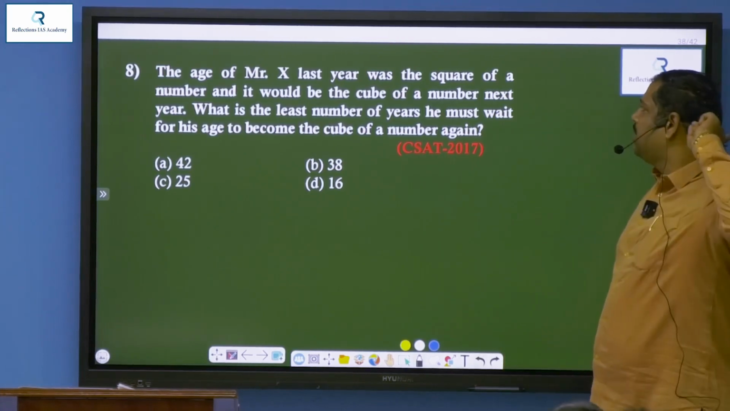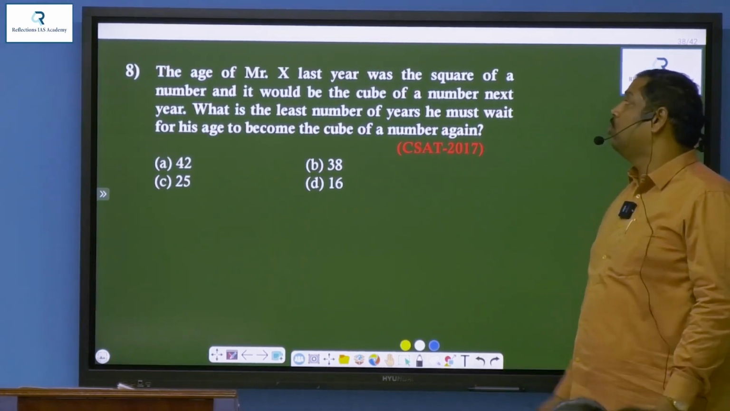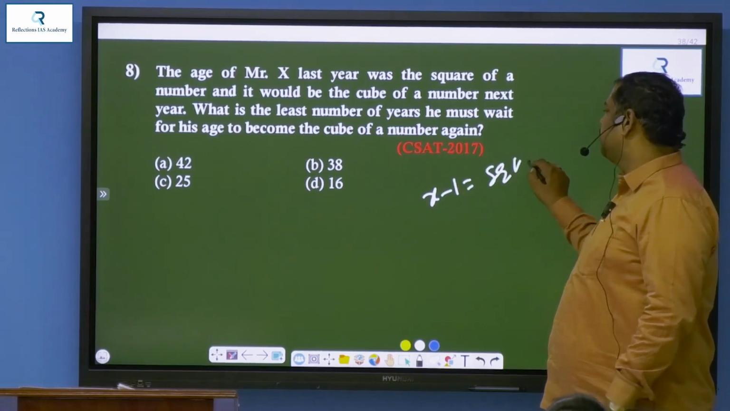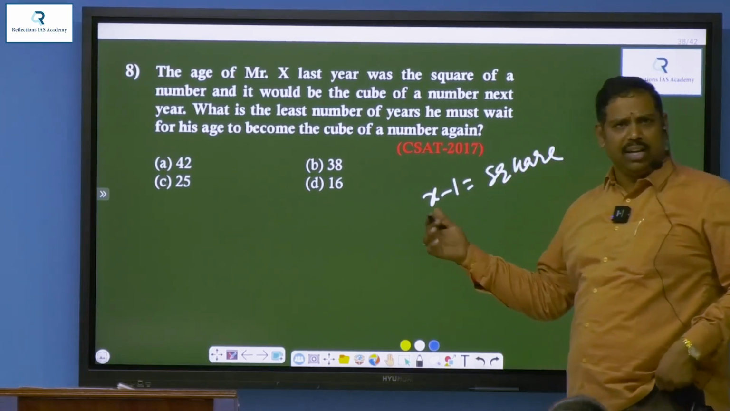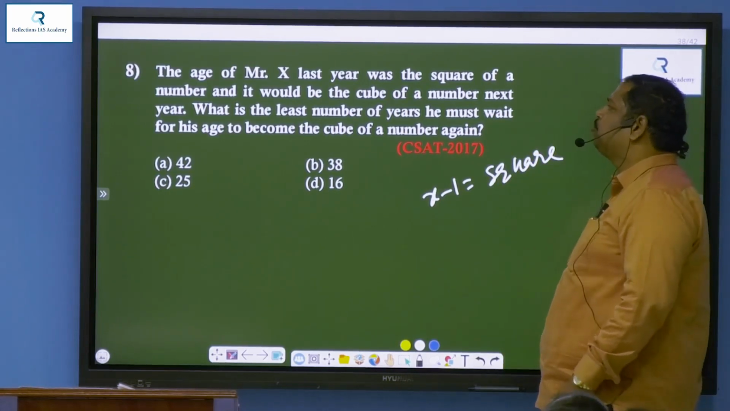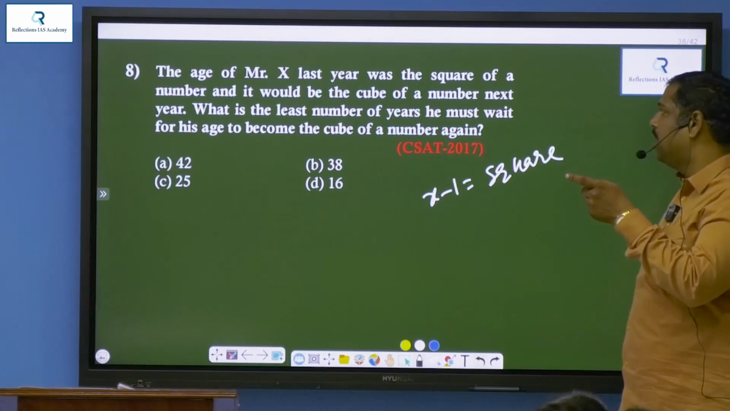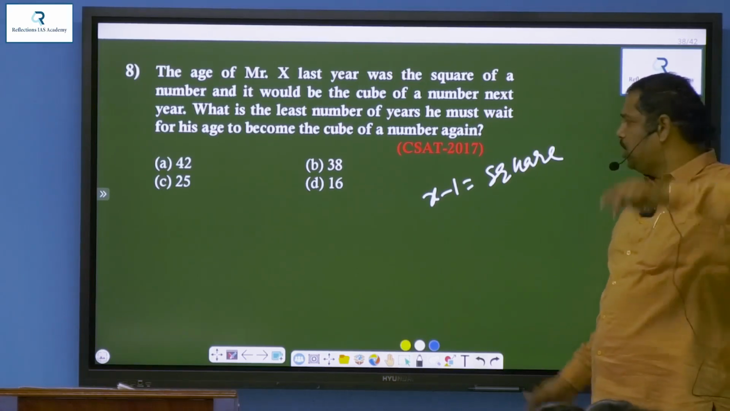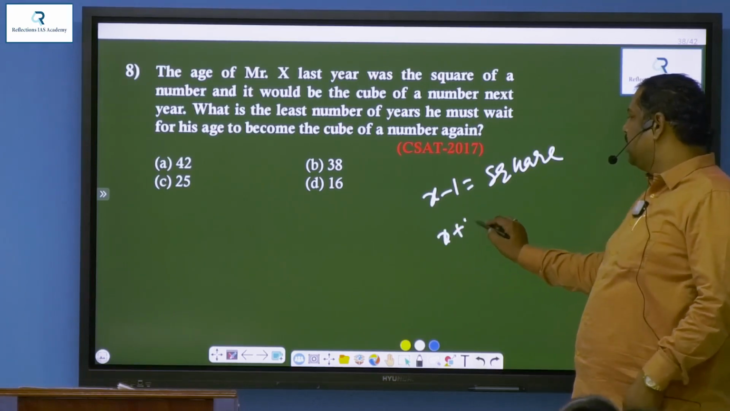The age of Mr. X last year was the square of a number. So x minus 1 is a perfect square, like 9, 1, 4, 25, like that. And it would be the cube of a number next year. Next year means his age will be x plus 1, which is equal to a cube.